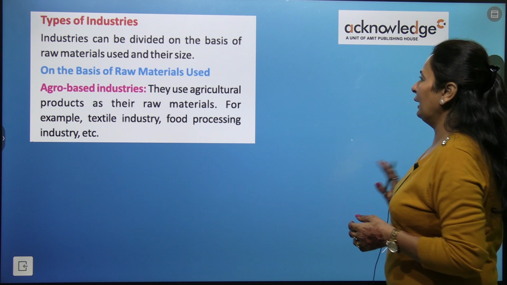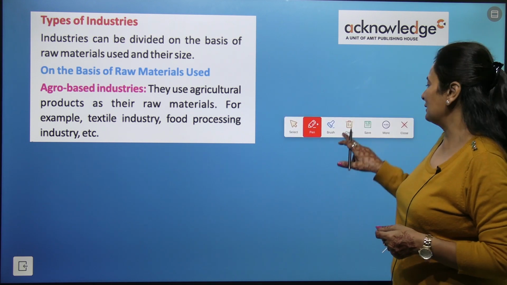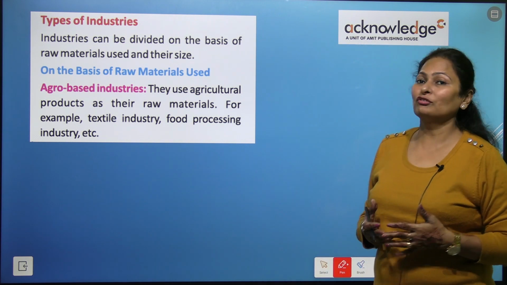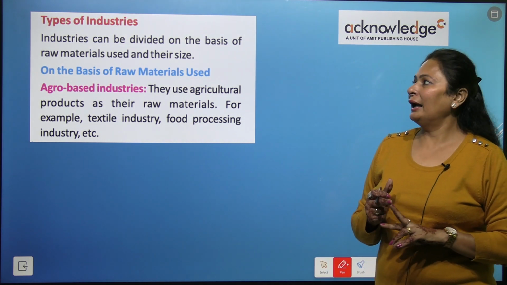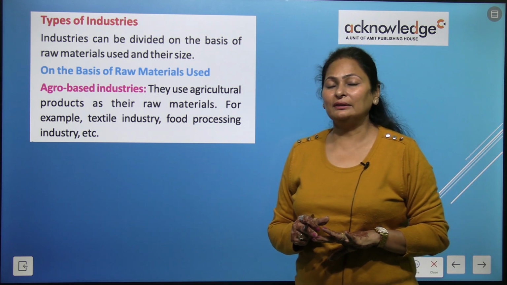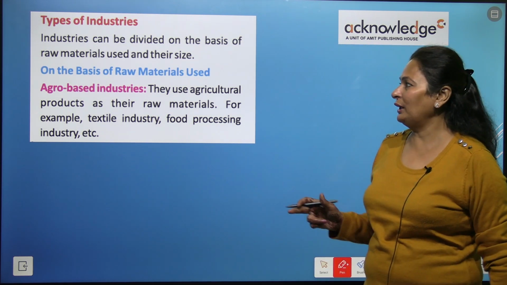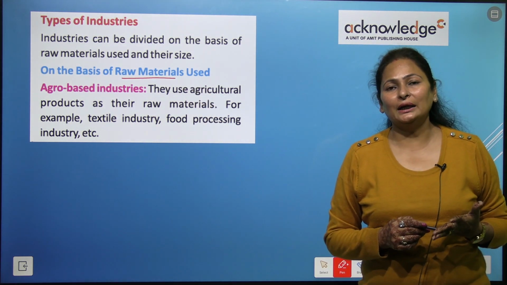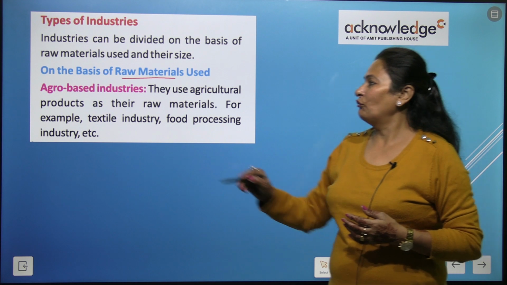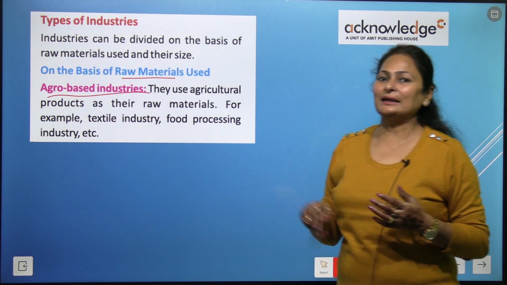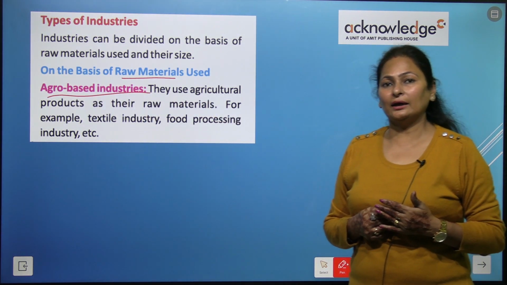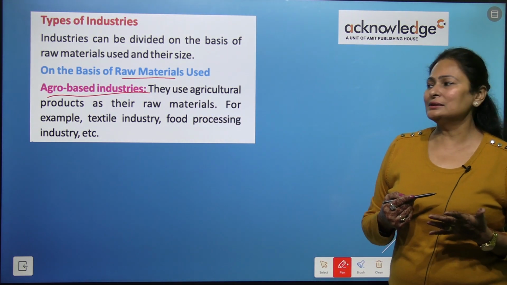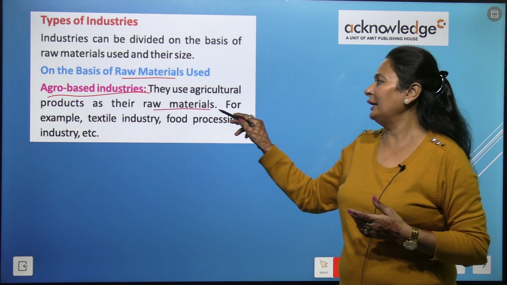Now it's time for types of industries. Industries can be divided on the basis of raw materials and on the basis of their size, right? First we discuss on the basis of raw material used. So first is agro-based industries. Now what are agro-based industries, kids? They use agriculture products as their raw materials.